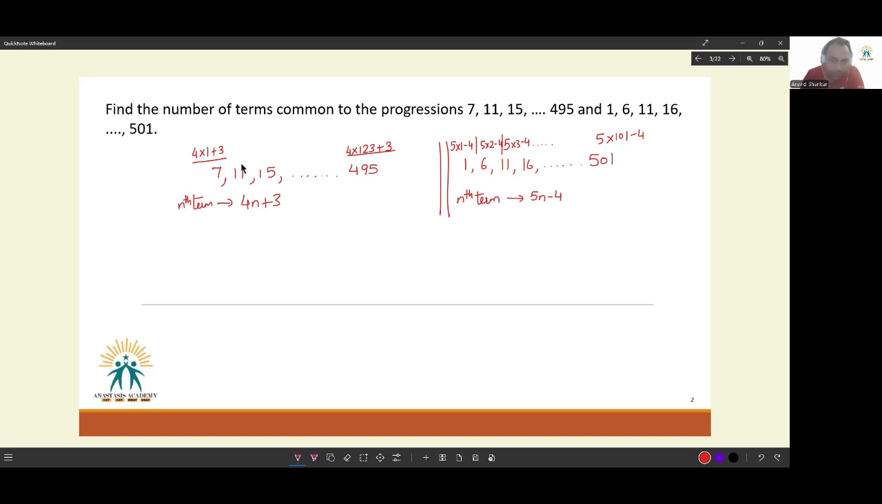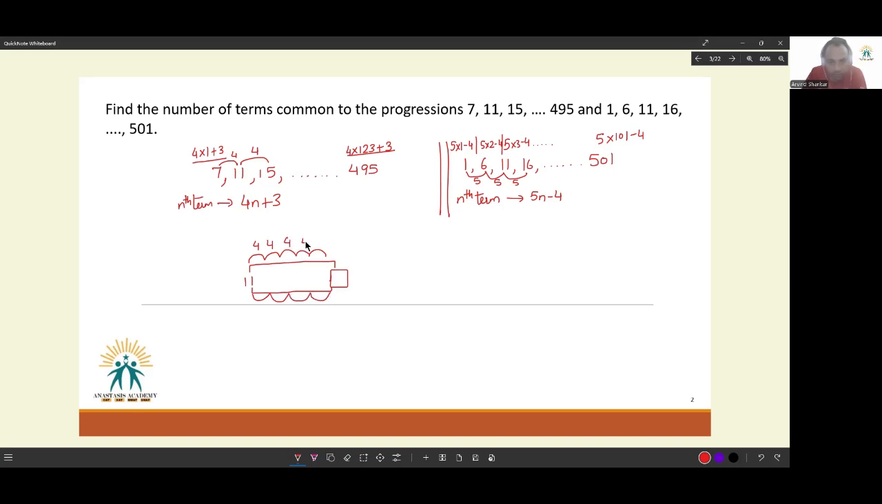Understand, in the first series we are taking jumps of 4. In the second series, you are taking jumps of 5. The first common term that we can see is 11. Now, when I'm looking for the next common term, it should be present after some jumps of 4 from 11, and it should also be present in the other series after I take jumps of 5. So if I'm taking jumps of 4 and also jumps of 5 to arrive at some destination number, the gap between these numbers can be covered in jumps of 4, and this gap can also be covered in jumps of 5.